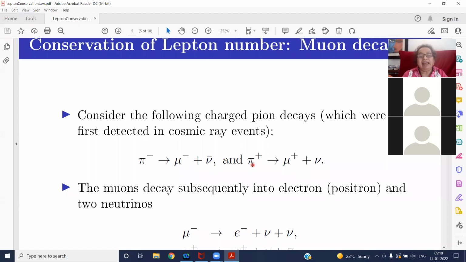Same way, I have a charged pi plus decay. Pi plus is a meson, so lepton number is 0. On the right hand side, I have a mu plus. What is the lepton number of a mu plus?